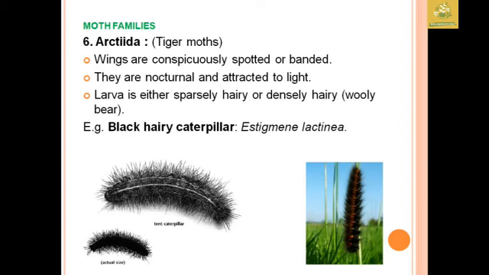So the first family we are going to see is Arctiidae, which is composed of tiger moths. The better example is the black hairy caterpillar, and the scientific name is Estigmene lactinea. And the wings are said to be conspicuously spotted or banded, and they are mainly nocturnal and are attracted by light. And the larval characters, they are said to be sparsely hairy or densely hairy. So they also have the name woolly bear caterpillars. You must remember that.